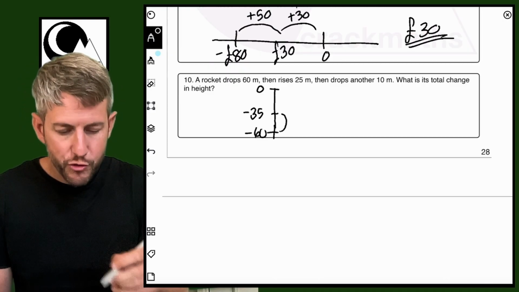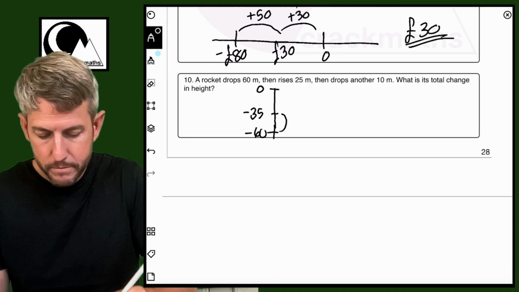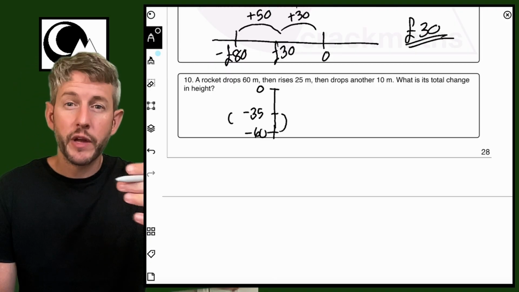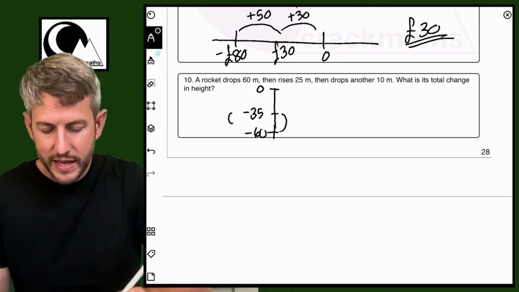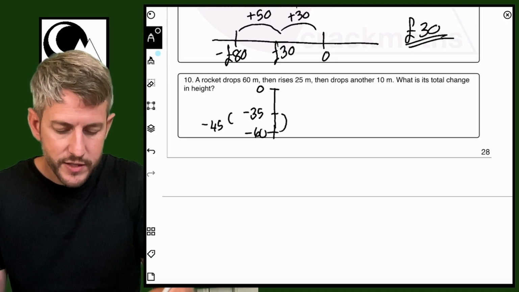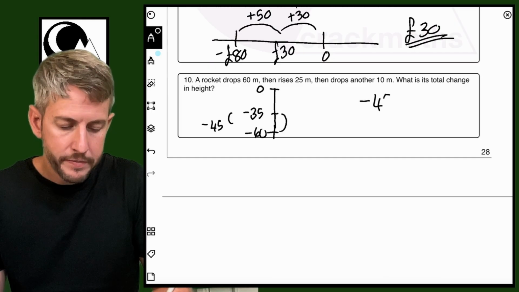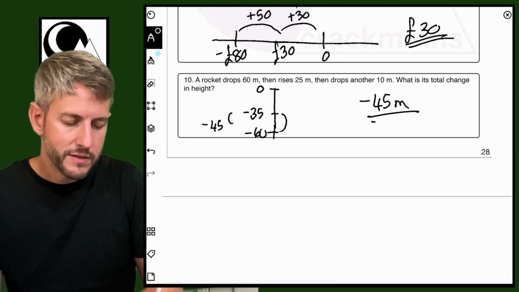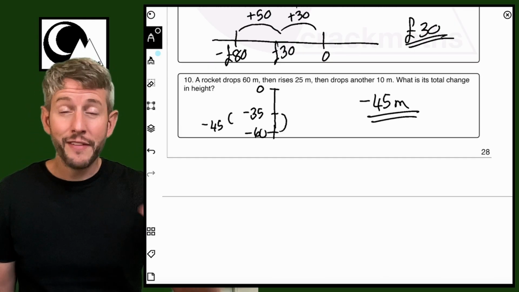Okay, and then we drop another 10 meters. So we're going 10 further away. That's going to leave us at minus 45 meters. So the total change is minus 45 meters. Okay, great. And that is that.